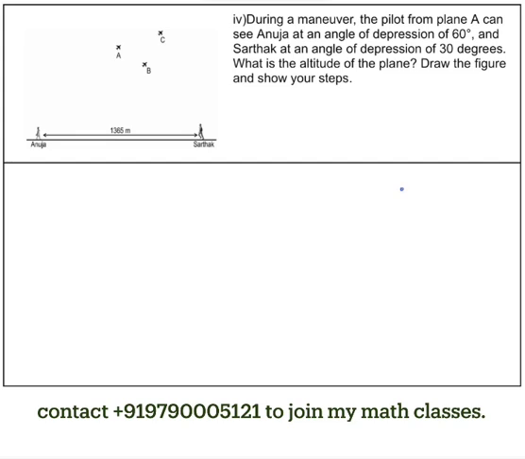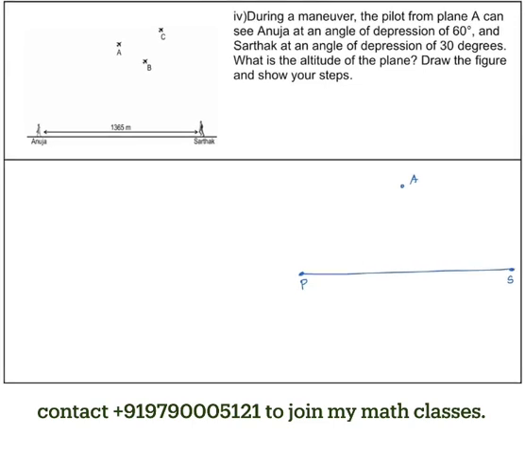Let this be the position of plane A. P is the position of Anuja. S is the position of Sarthak. Let's draw a line parallel to PS through A, and AM be the altitude of plane A.